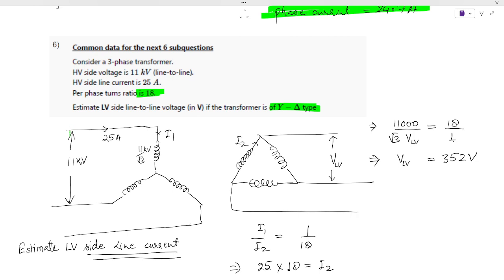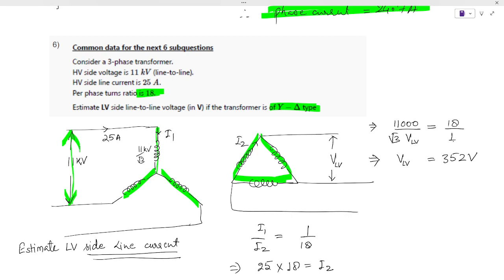So, draw the transformer. We have drawn the transformer. This is star, this is delta. Now what can you do? They have given that the high voltage side voltage is 11 kV line to line. And they have also mentioned that the high side line current is 25 amp. So again, you can apply the turns ratio.